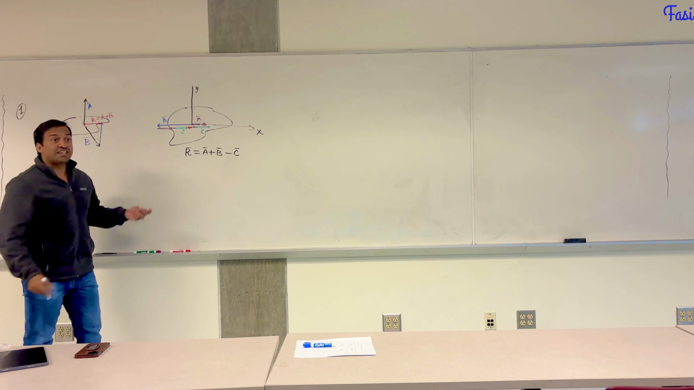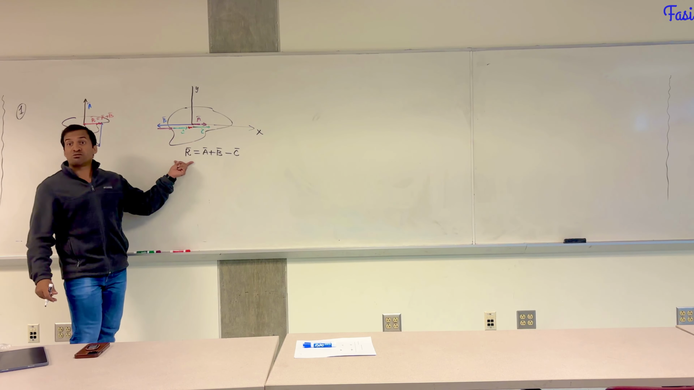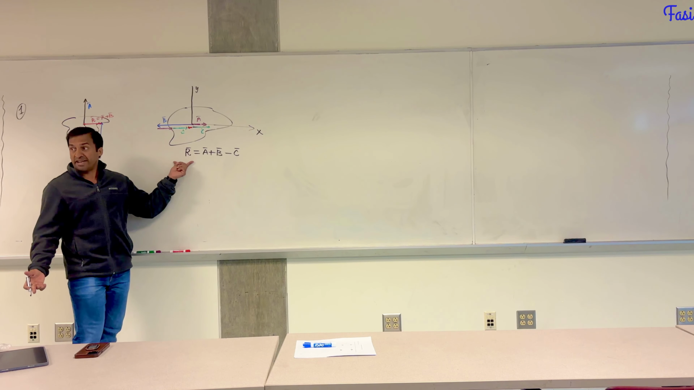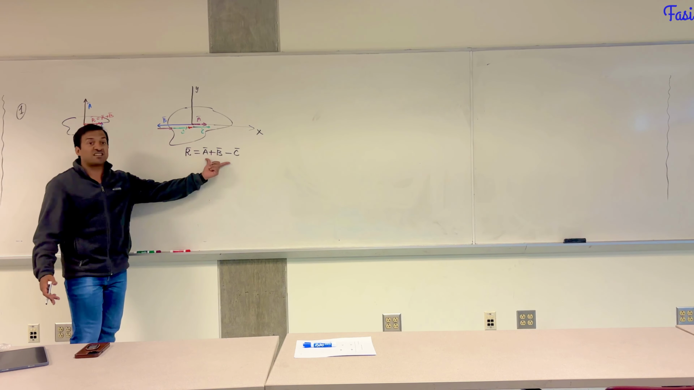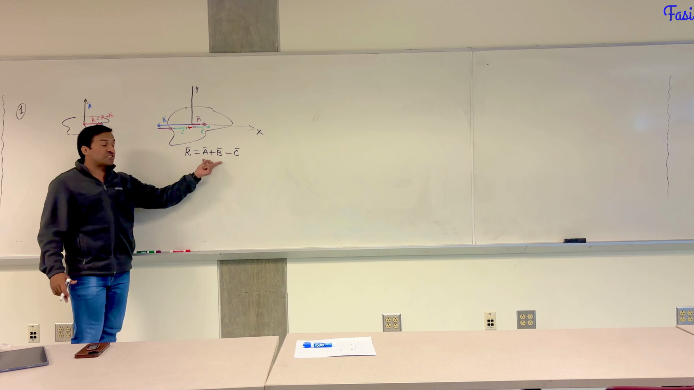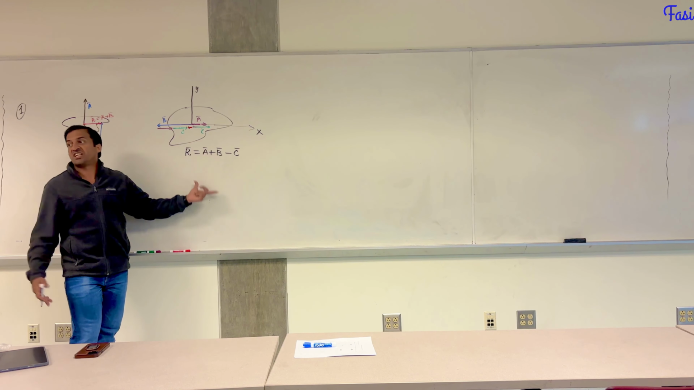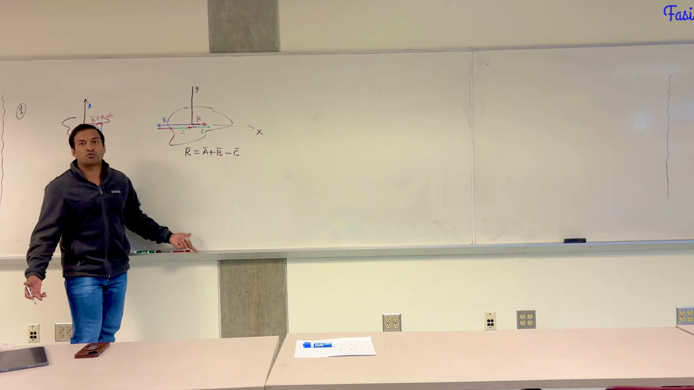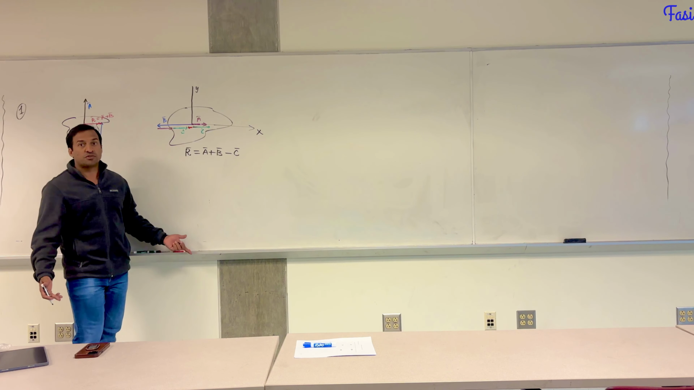And now you see, the sign of the resultant vector, whether it will be positive or negative, purely depends upon this sum. If vector C is longer than the sum of vector A and vector B, your resultant will be negative. Otherwise, it will be positive. So that's how you do that.